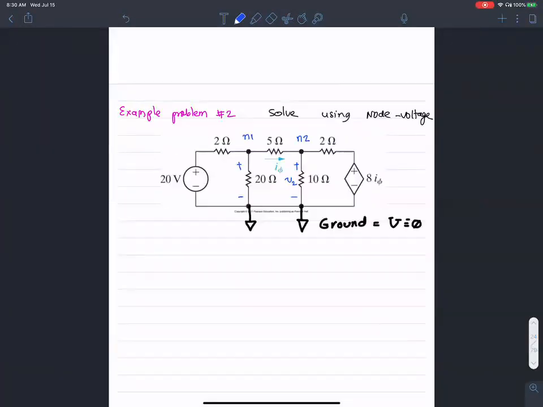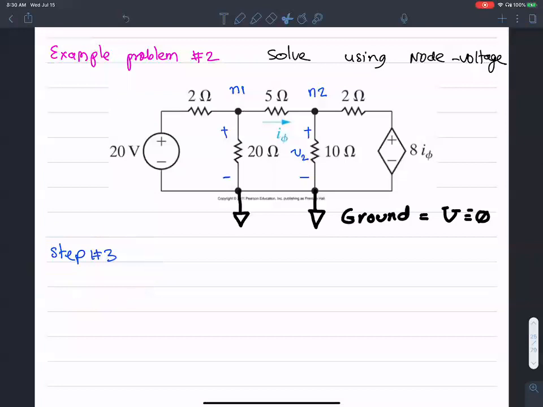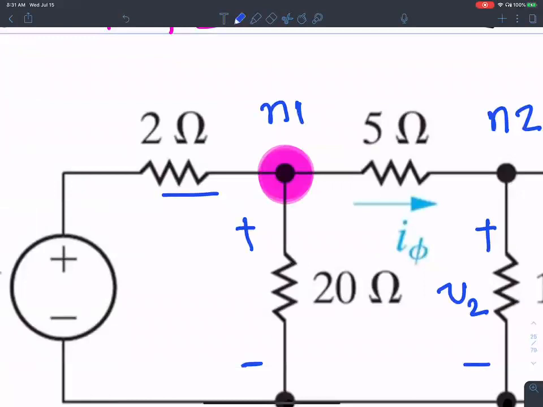Let me begin step number three. Let's begin step number three by writing KCL at node N1. So at this node, I want to look at all the currents going out. There is one current leaving in that direction. There's another current leaving south. And there's of course this predefined current I delta. There's another current I delta over here.